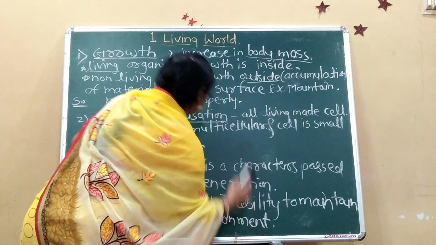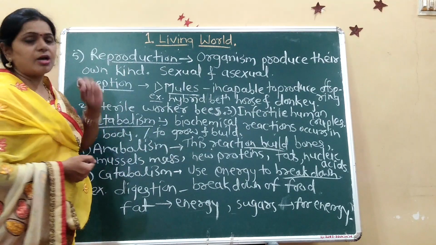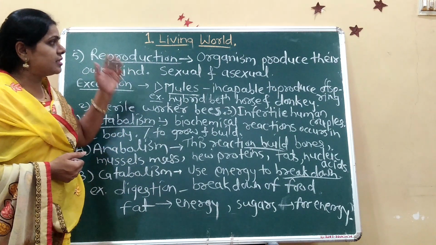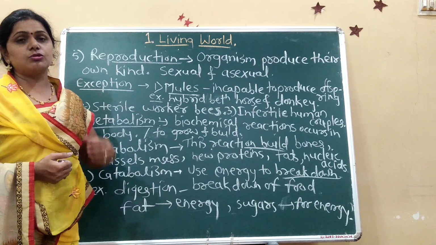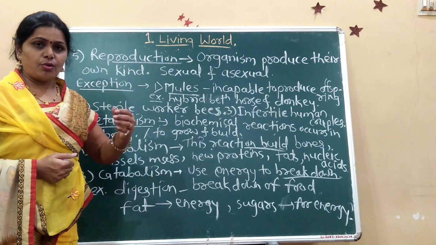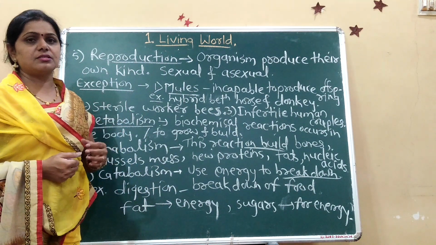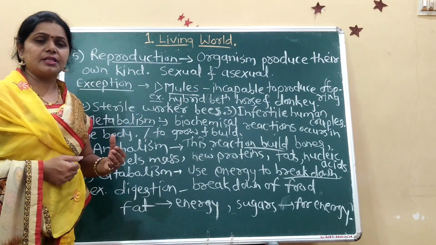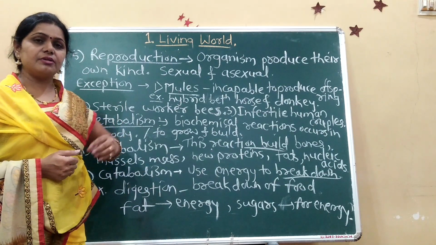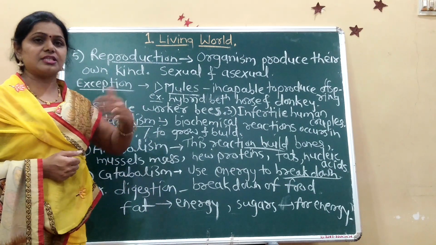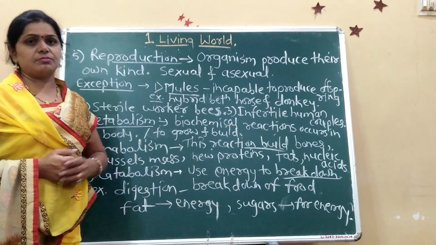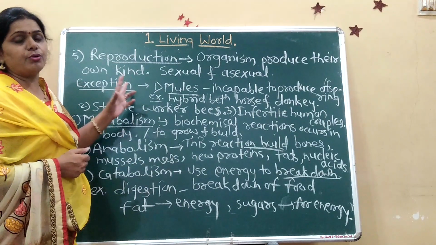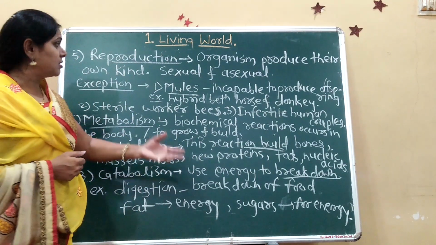Then reproduction, which is another characteristic of living things. Reproduction means an organism produces its own kind. Organisms or living beings produce their own kind, that is, living things have the ability to create a new organism just like themselves.